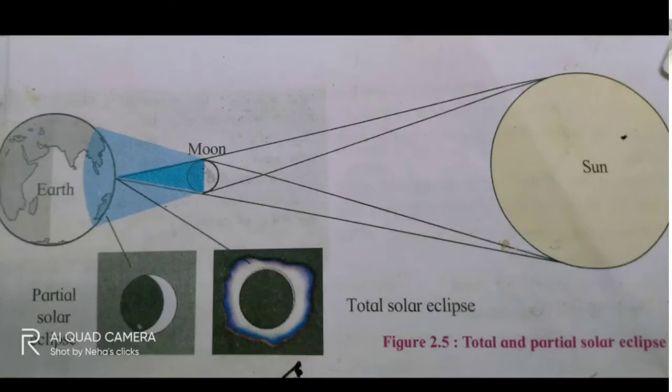The place on the earth where the shadow is dark, from that place the sun is completely invisible, and this condition is called total solar eclipse. Total solar eclipse is seen in a very limited area of the earth. The places on the earth where the shadow is lighter, the sun disk appears half covered or partially covered. This is called partial solar eclipse.